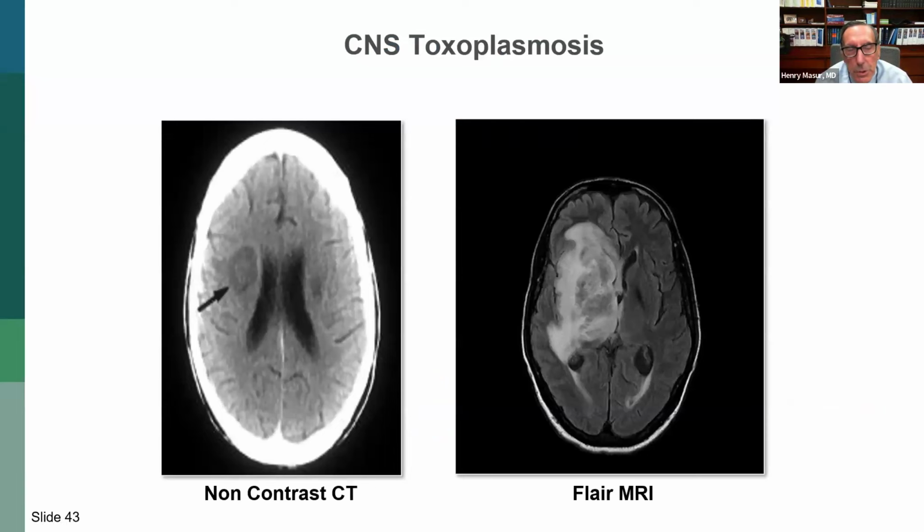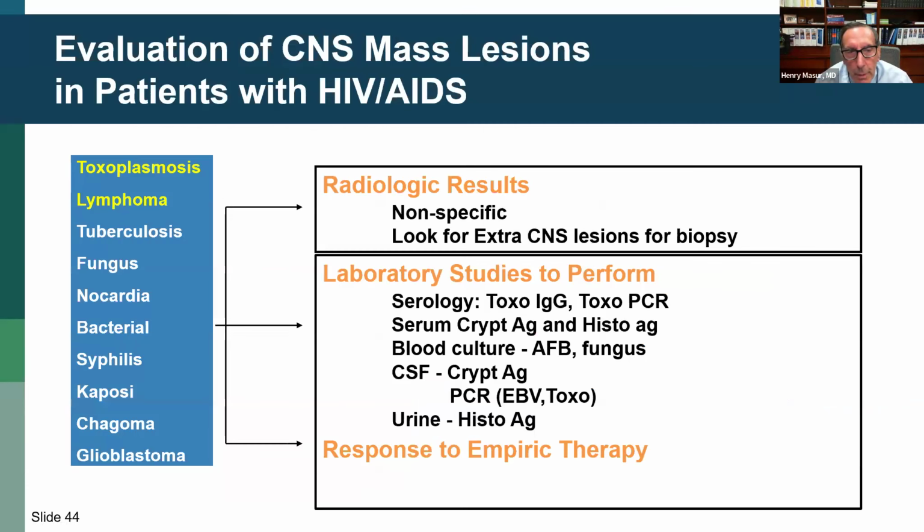So let's move to CNS toxo. This is a typical space-occupying lesion showing a non-contrast CT, or on the right, a FLAIR image with a lot of edema. I think everybody in this room knows that there are lots of things that can do this. Infectious and neoplastic are major considerations, usually, particularly in somebody with low CD4s, toxo versus lymphoma. The X-ray is non-specific. If you're lucky and find a lymph node or a lesion in some other organ that you can biopsy, you can make your diagnosis.